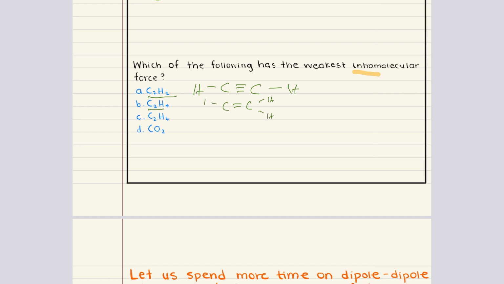Double bonds are weaker than triple bonds, but stronger than single bonds. Then we have C2H6. In this molecule, there is only a single bond between the two carbon atoms and only single bonds between the carbons and hydrogens. And finally, we have carbon dioxide. This molecule consists of two double bonds between carbon and oxygen. These are stronger than single bonds, but weaker than triple bonds.